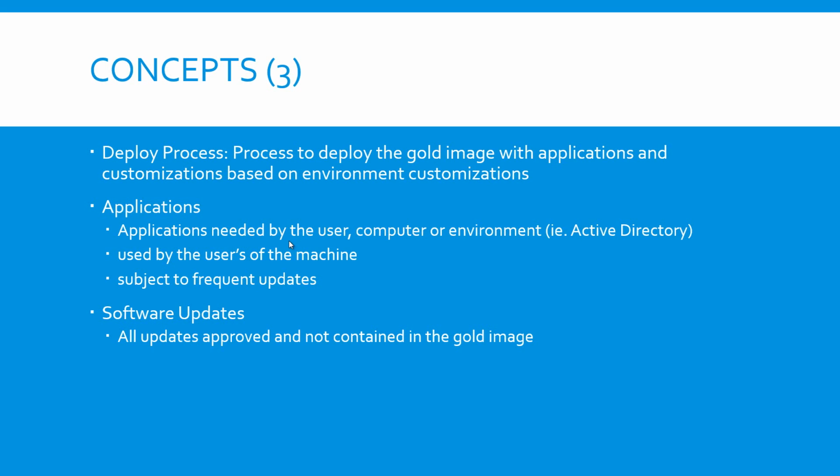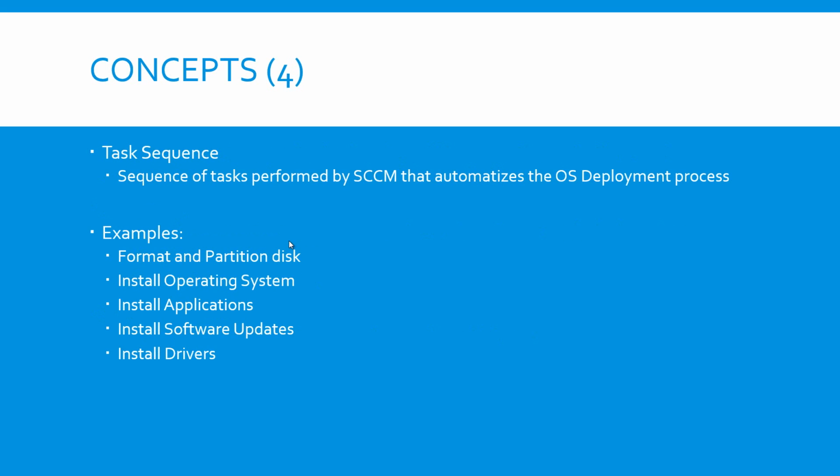There are applications subject to frequent updates, for example Flash, Adobe Reader, Java, that you always need to have the latest update for. Then every time you deploy a new OS, you get the latest version. Also, any software update that's been approved but is not in the gold image. Why these steps here? Basically, you create the gold image once every 3 to 6 months. Then what happens with those updates that need to be deployed? You deploy them during the OS deployment.